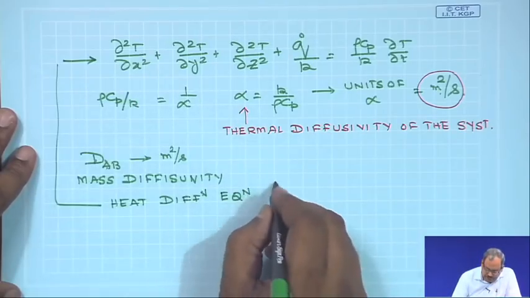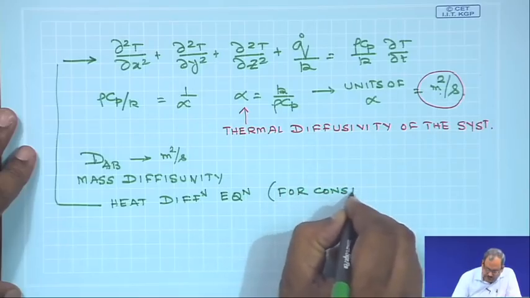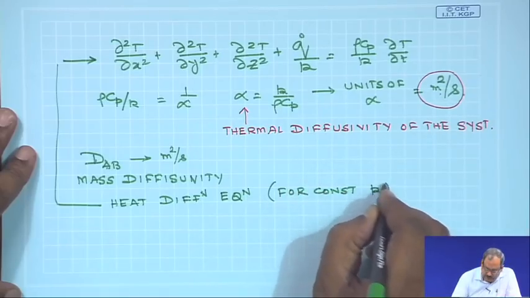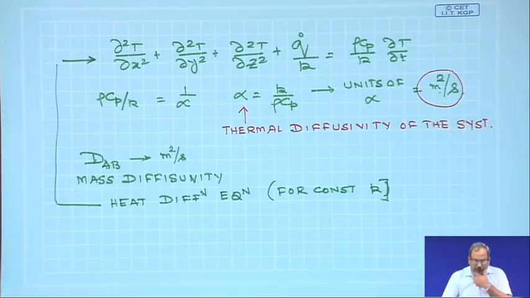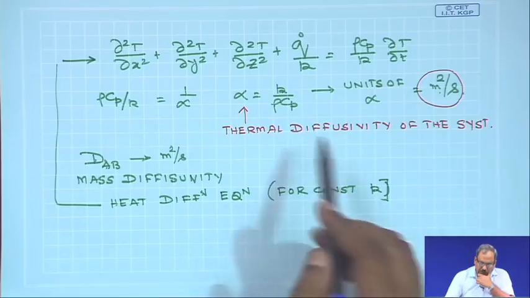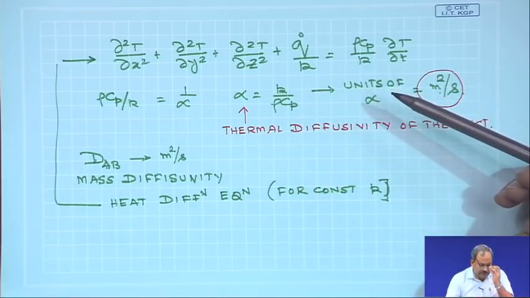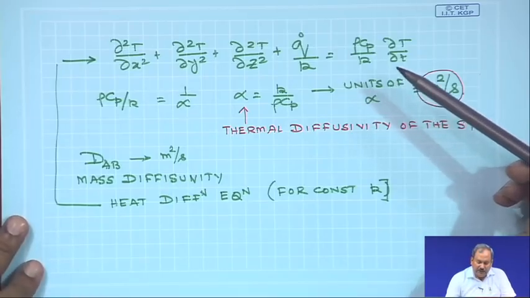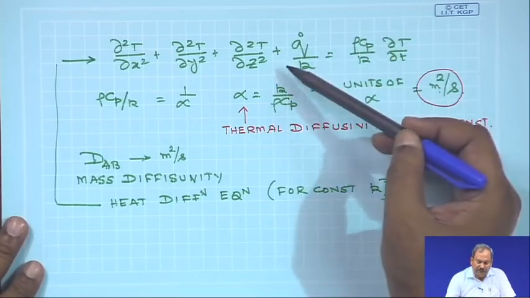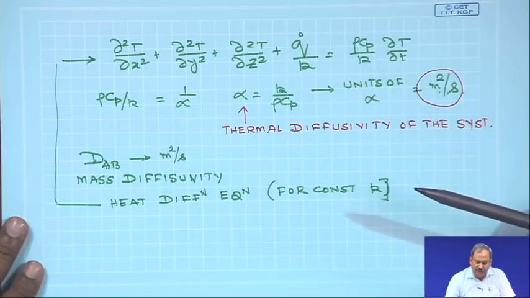And this specific form is for a constant thermal conductivity system. Now, many simplifications to this equation are possible. For example, if you assume that the heat conduction is taking place in a system in which you do not have any heat generation, so this q dot term would simply be equal to 0.